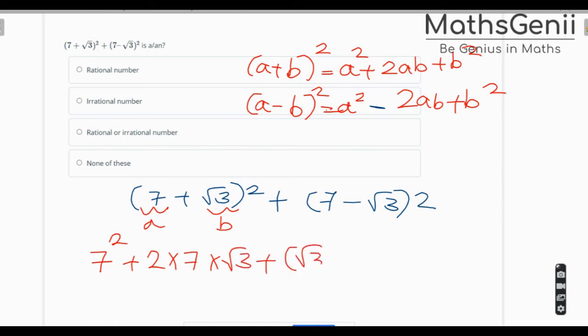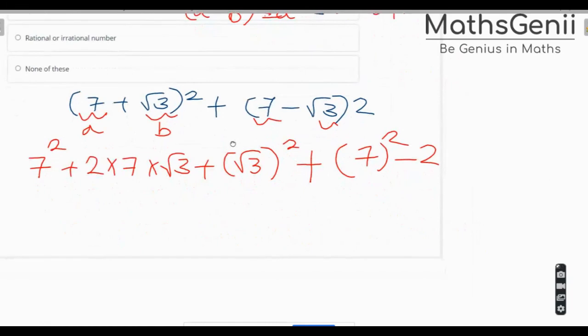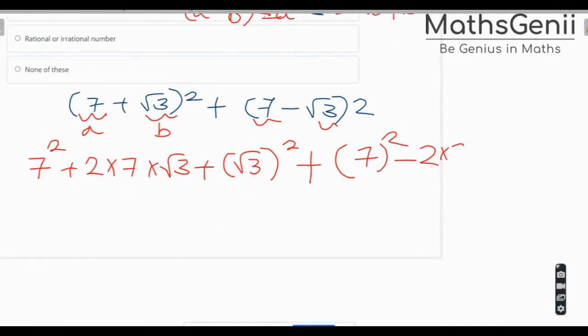plus b square. Again plus sign. For this, this is a, this is b. a minus b the whole square. a square minus 2ab plus b square is the formula.